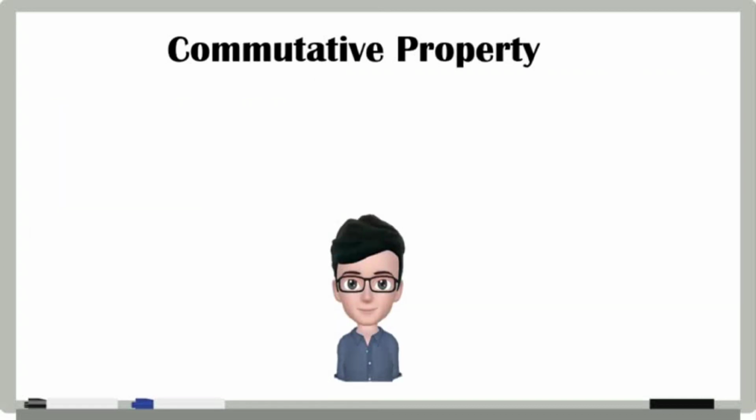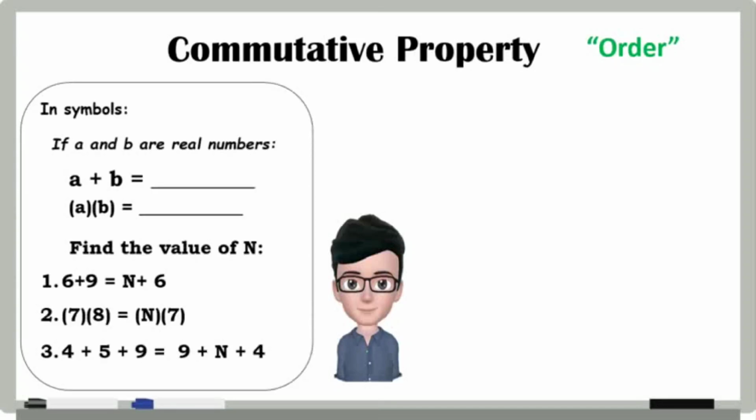So ano kaya sa palagay ninyo ang keyword para sa commutative property? Sir, order po. Okay, that is correct. So, kapag commutative property, tatandaan nyo, the order does not matter. This time, let us illustrate commutative property in symbols. So, if A and B are real numbers, then A plus B is equal to B plus A. That's correct. A times B is equal to B times A.